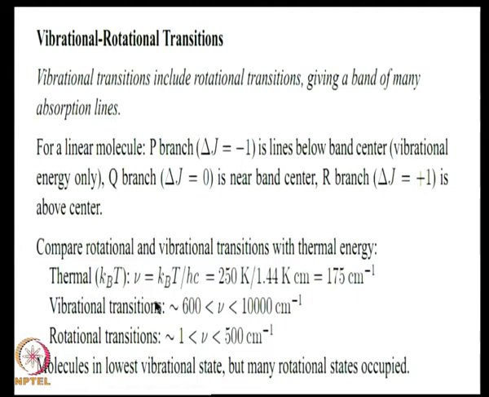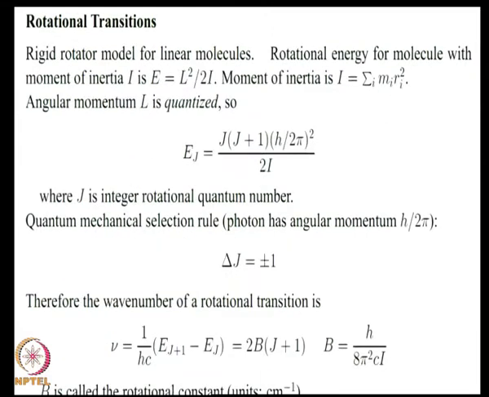So, we summarize the fact that the wave numbers of the rotational transition are in the range of 1 to 500 centimeter minus 1, while vibrational transitions are typically in the range 600 to 10,000 centimeter minus 1. And these are much larger than the basic thermal energy of the molecule. Now, how are these changes in energy calculated?